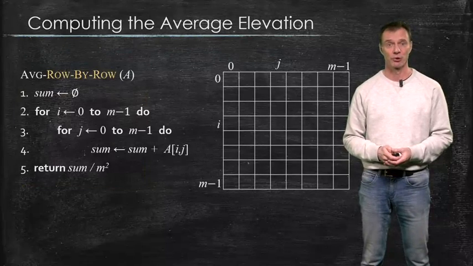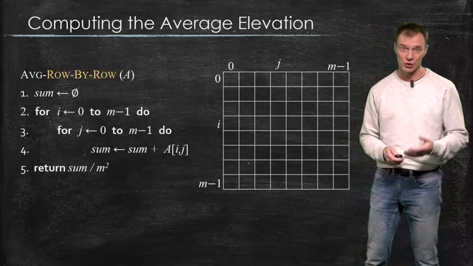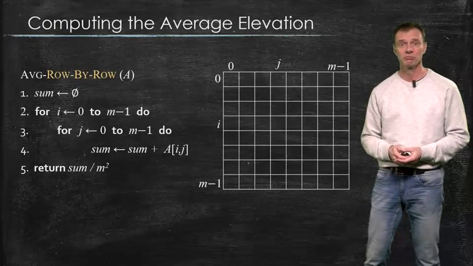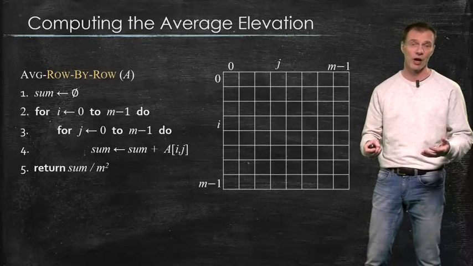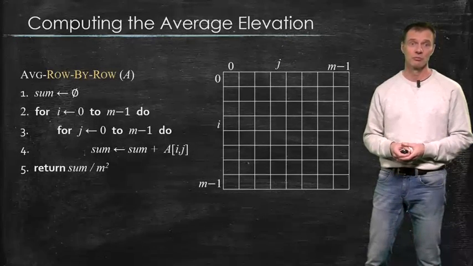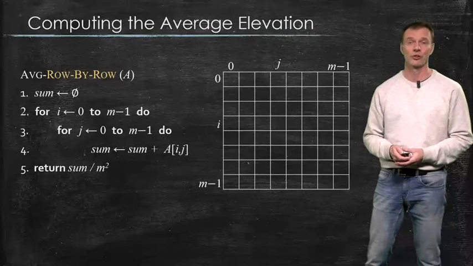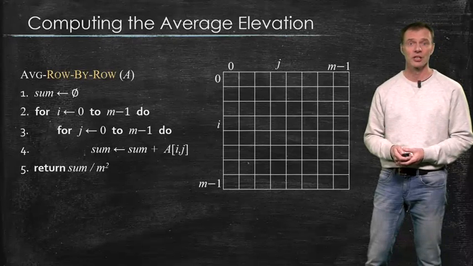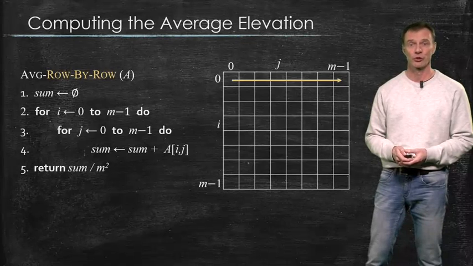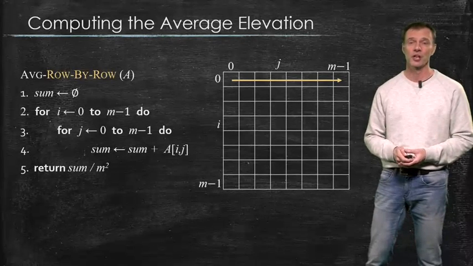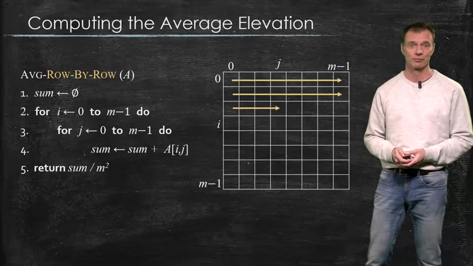Well, pretty simple, right? So here's an algorithm. We simply go over all the cells in our array one by one, and we add all the elevations, and in the end we divide by the total number of cells. And this would give us the average elevation. The algorithm that I've written here goes over all the cells row by row. Right? So first we look at all the cells in the first row, second row, and so on. And as we go over the cells, we add their elevations.